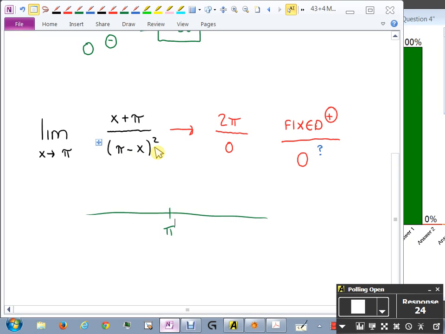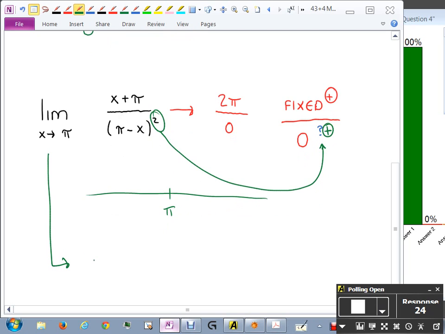And so there's nothing to investigate here. The bottom is always going to be positive. Very close to 0, but positive. So because of this squaring, I can determine that this is going to be positive. And so what's the answer? Positive infinity. So this limit is positive infinity.